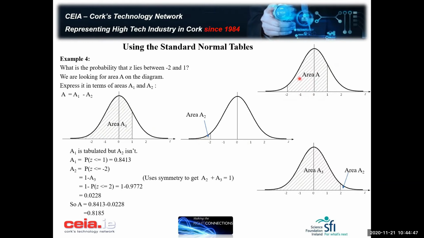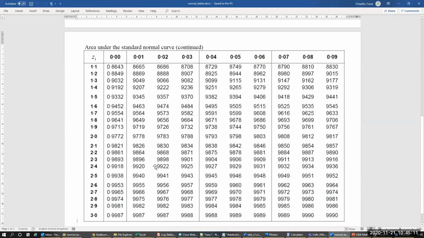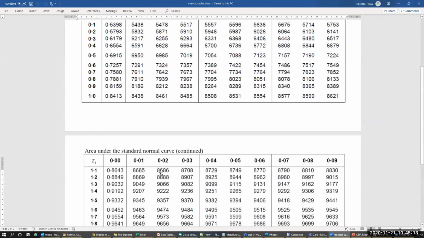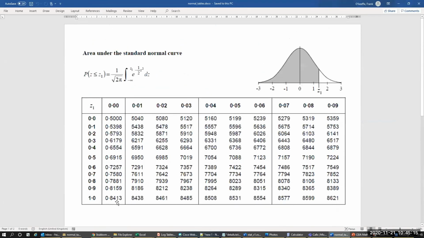To get this area A, we would need to subtract off this little bit here, which is area A2 that I've drawn here, which is the probability that Z is greater than or equal to -2. Now this area A1, that value is tabulated. We can find that probability Z is less than or equal to 1. Quickly going back to the table, to the previous page, and it's 0.8413.